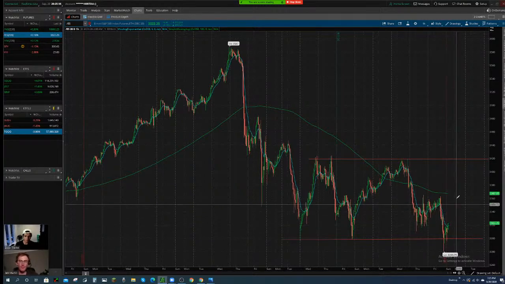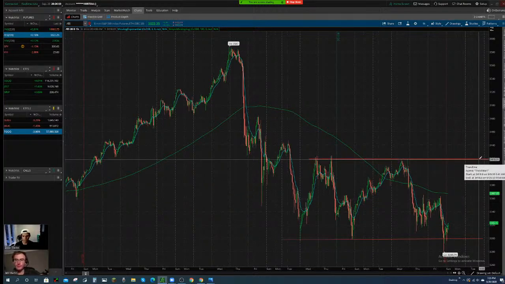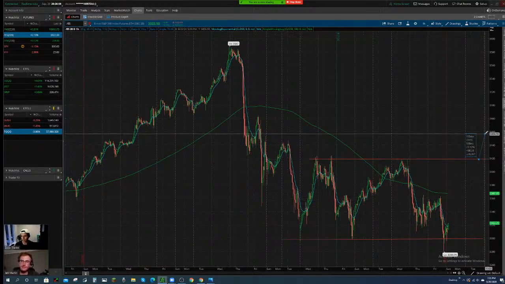But from here, I believe we can get rejected at the SMA, and we can see some more downfall. But if it passes above it, we could see some uptrend back up to the support level, resistance. And if we break above it, we could see some bull market again. We'll return back to the bull market as we were for the last 6 months.